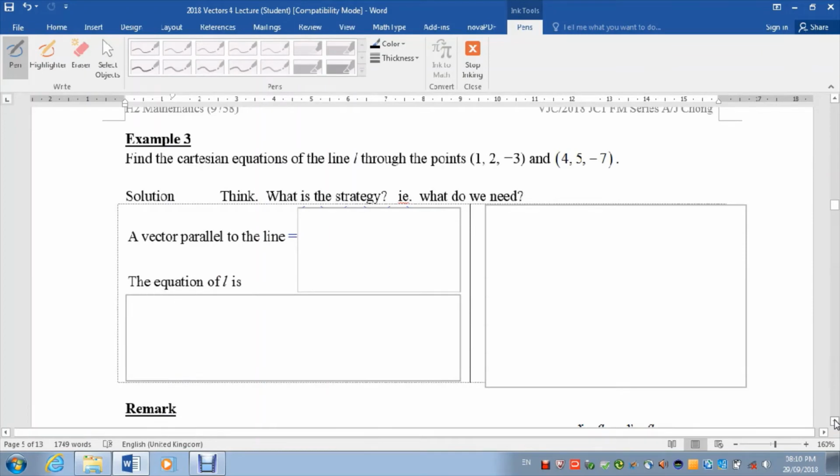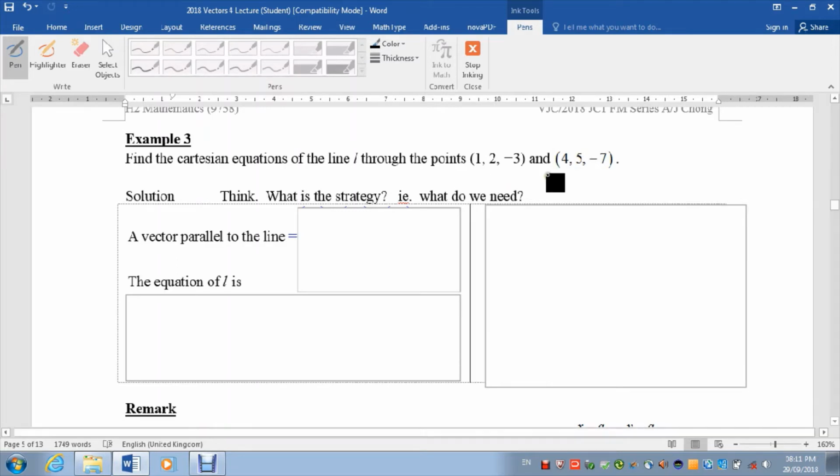Now you are asked to find the Cartesian equation of a line through these two points. Now remember, to find the equation, whether it is Cartesian or vector equation, you need to know a vector which is parallel to the line. You also need to know a fixed point on the line. Of course, we have 2 points now, so no issue with the fixed point. But what is the direction of the line?